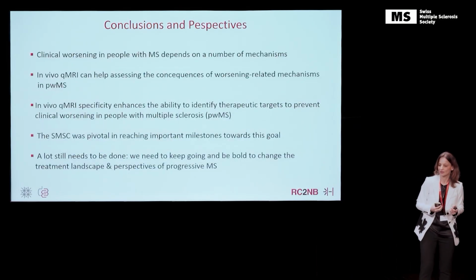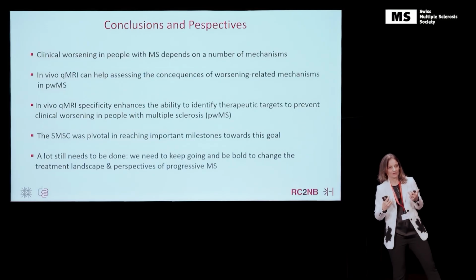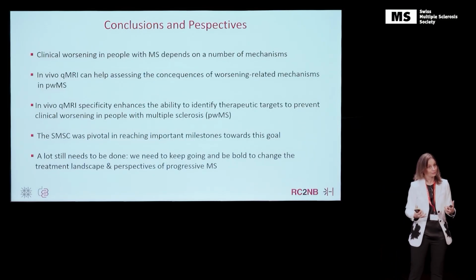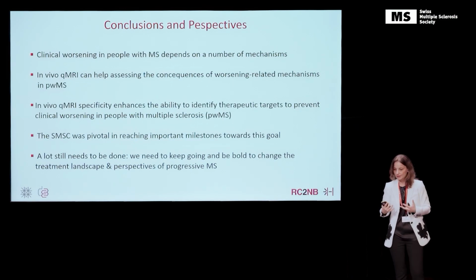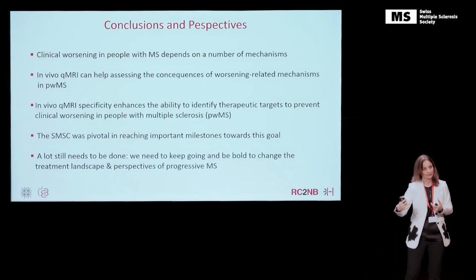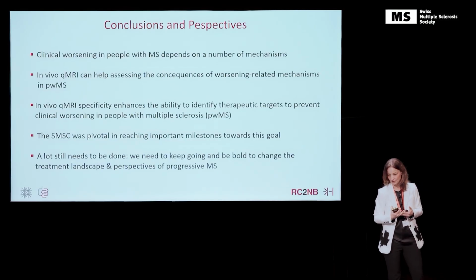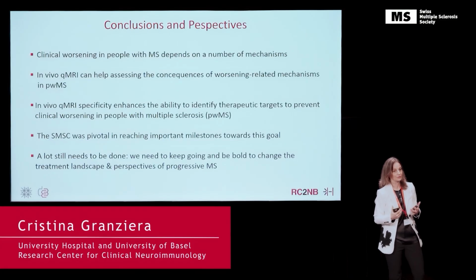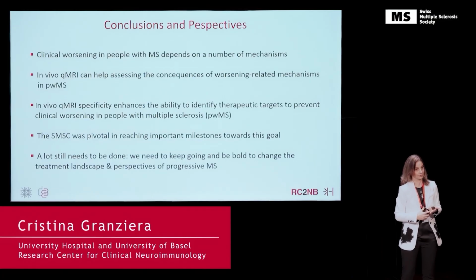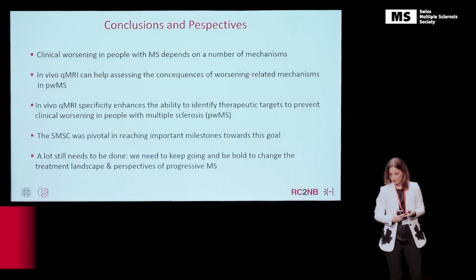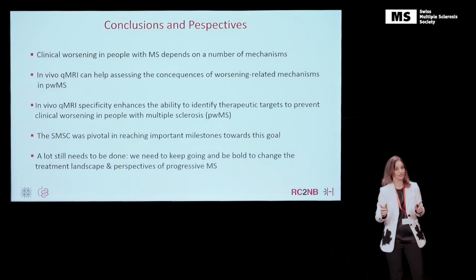So to conclude, I hope I showed you that clinical worsening in people with MS in vivo depends on many mechanisms, some of which we can image. That in vivo quantitative MRI can give us this view over mechanisms that we can quantify and better understand the relationship to the clinic of these patients, that we can identify subgroups like this one with the PIRA and the low microstructural damage that most probably highly benefit from a therapeutic intervention because we can prevent what's happening, and that the SMSC was pivotal in reaching all these results. So those are all SMSC studies but one.